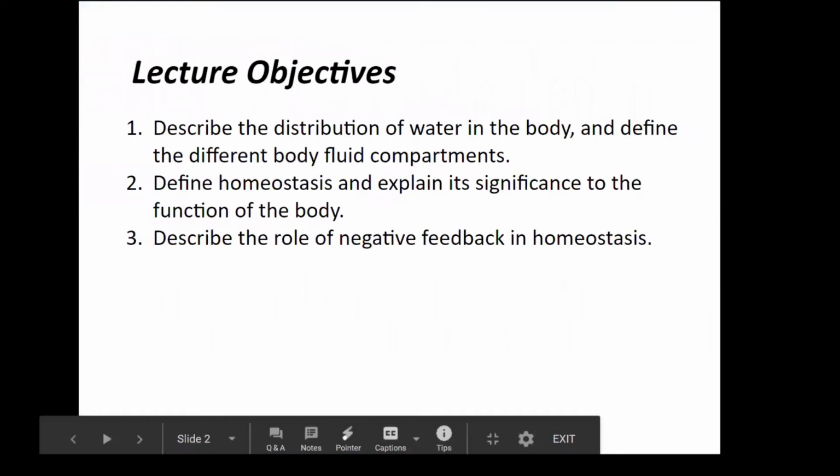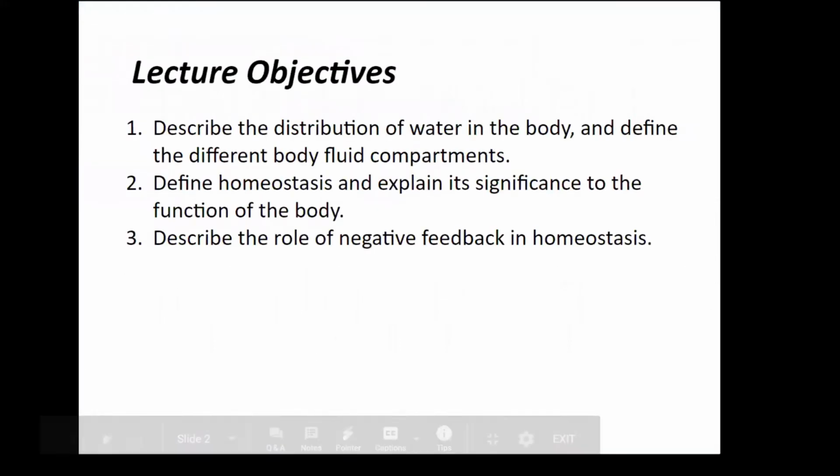So our lecture objectives today are to describe the distribution of water in the body, so the various places we'll find water, and a little bit about the differences of the water in those places. We're going to talk about homeostasis and its significance to how the body works, and we're going to talk about feedback loops. So we're going to see that something called negative feedback is how the body controls its internal conditions.